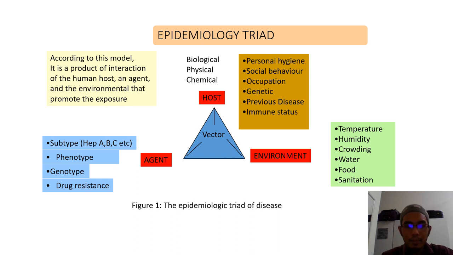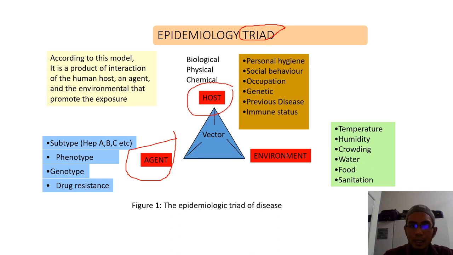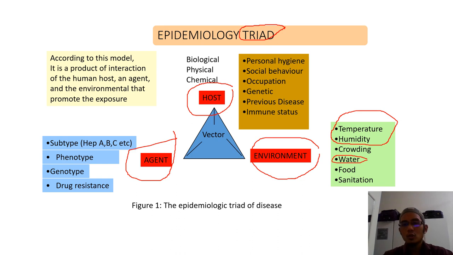So in epidemiology, you cannot run away from the epidemiological triad. Triad here means agent. Agent is the disease of interest, for example here Hep A, Hep B, Hep C. What are the genotype, phenotype, and drug resistance of the organism? Host is the human being. Host here can be either human or animal. When you're talking about zoonotic diseases, you have other terminologies: reservoir, incidental host, and the real host. We will come to that discussion a bit later on. And also environment: what are the factors outside of the person that can influence the disease? For example, when we talk about dengue, you talk a lot about temperature, humidity, water, and so on and so forth.